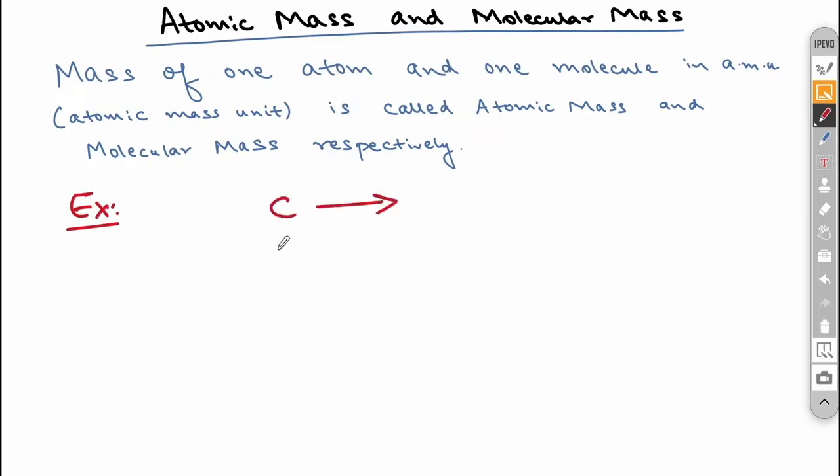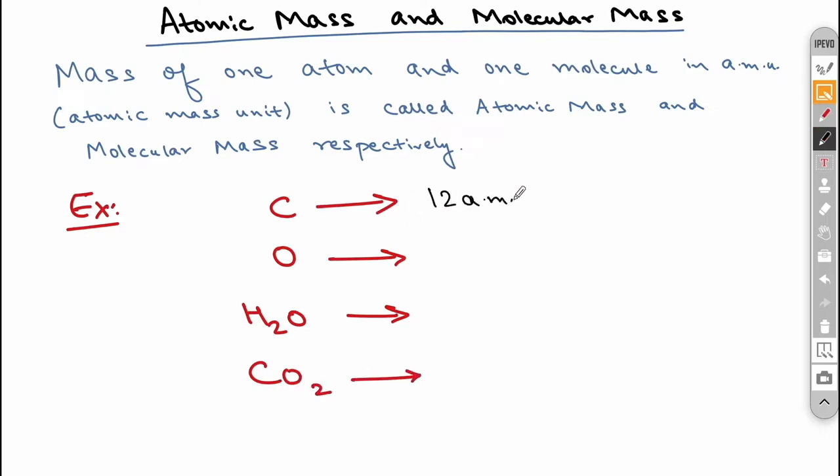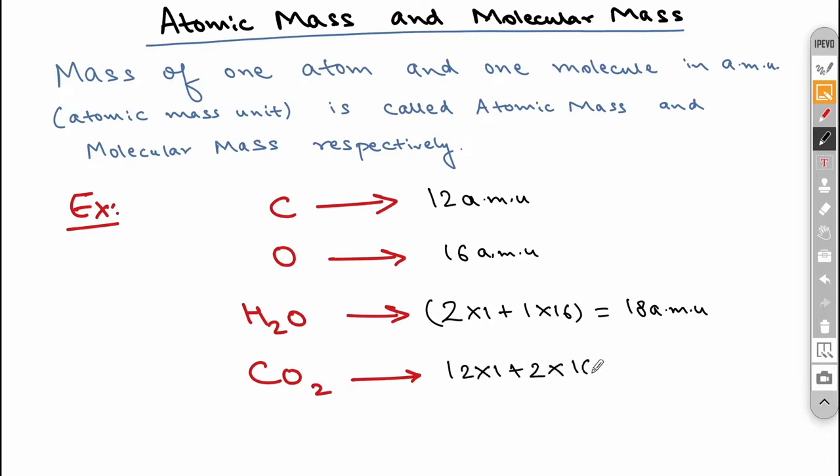We'll write for carbon and for oxygen, also for water and carbon dioxide, the atomic mass and molecular mass. For carbon, the atomic mass will simply be 12 AMU or 12 U. For oxygen, it will be 16 AMU. For water, the molecular mass will be 2 times 1 plus 16 times 1. It will come out to be 18 U or 18 AMU. And similarly for carbon dioxide, it will be 12 times 1 plus 2 times 16, which is 44 AMU or 44 U, right?